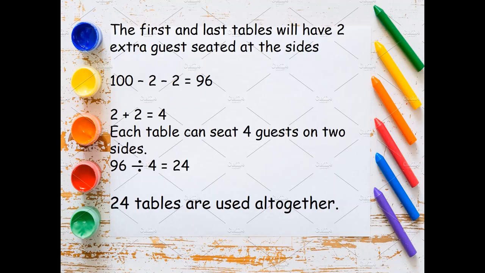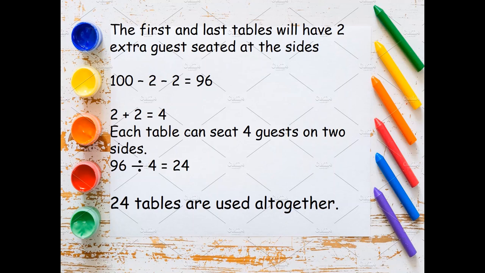100 minus 2 equals 96. 2 plus 2 equals 4. Each table can seat 4 guests on 2 sides, so 96 divided by 4 equals 24. So 24 tables are used altogether.